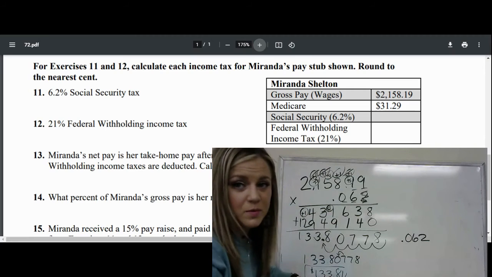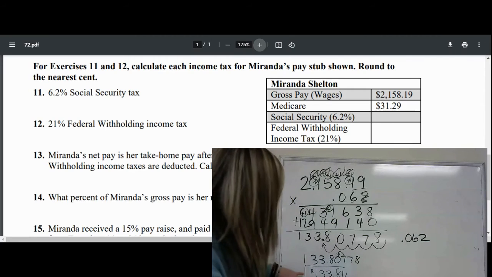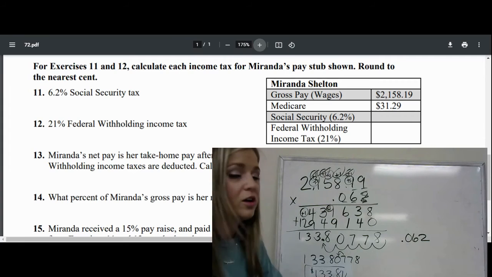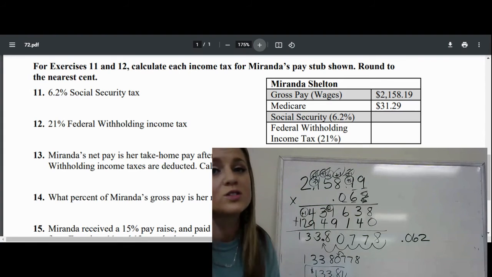Or I don't even know, this may be her bi-weekly. So every paycheck right now, if she makes that same amount, she's going to be paying $133.81 towards Social Security. All right, next up, we're going to do federal withholding income tax.